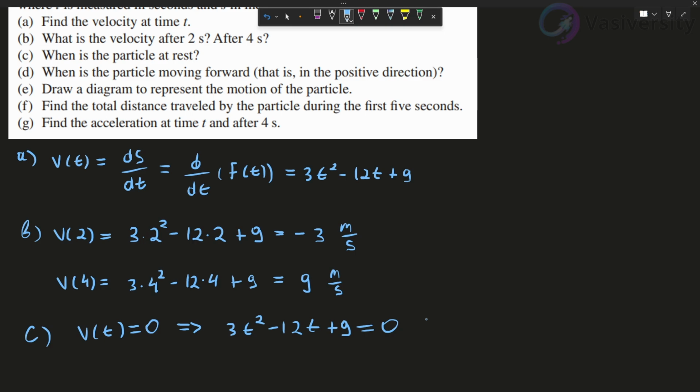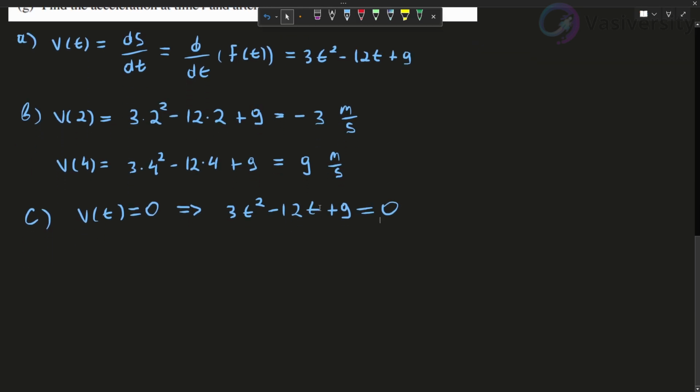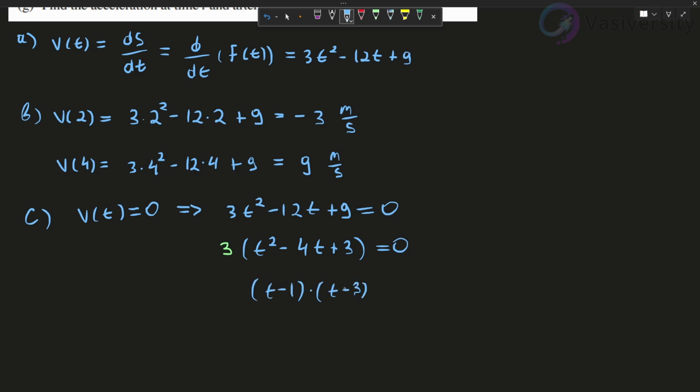So we are able to factor some stuff out. So let's go ahead and do that. So we can factor out 3. 3 times t squared minus 4t plus 3 is equal to 0. Then we can divide both sides by 3, and then we can factor, because here we can have 2 factors. So we're going to get t minus 1 times t minus 3, which is equal to 0.